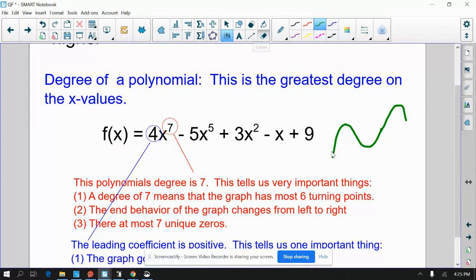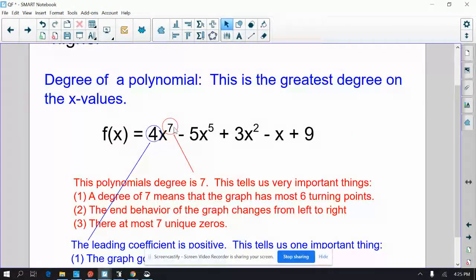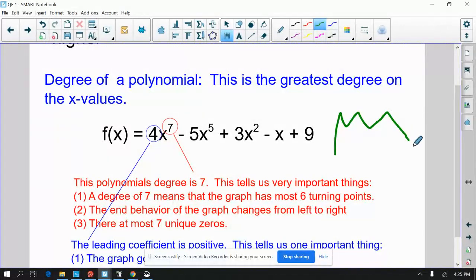What else is important? So that's something we will practice and get kind of comfortable with. Another thing is 7 is an odd number. So the degree is odd. That means the end behavior of this is going to change. What does that mean? Well, if we were to graph this, it's not going to look like this. First of all, how many turning points do I have? 1, 2, 3, 4, 5. Okay, so that's 5 turning points. Remember, at most 6. So that's okay.